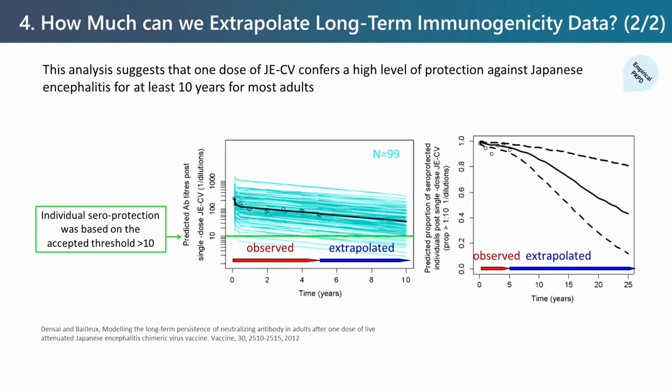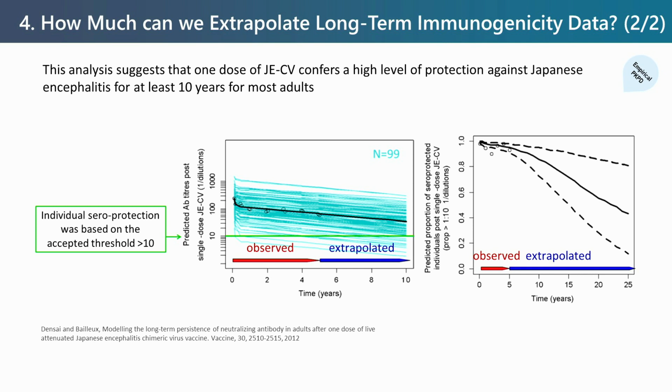The spaghetti plot shows the population predictions in black line and individual fits in blue lines of the antibody titer of 99 subjects using the piecewise linear model. The population average closely matched the observed median antibody titers observed up to year 5. The red segment indicates the observation time period and the blue segment indicates the extrapolation period.